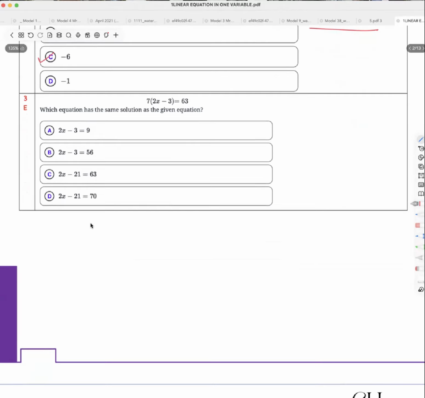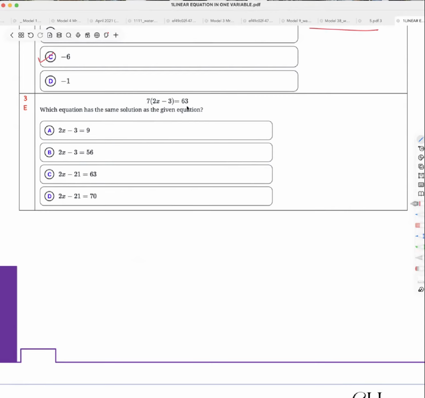Let's move to question 3. Easy question. 7 times 2x minus 3 equals 63. Which equation has the same solution as the given equation? We have a long method. You can multiply by 7 for both sides or divide by 7 for both sides to check what is the answer. Or you can use Desmos or the calculator solve to find the value of x. But I think if you divide both sides by 7, you'll get the answer.